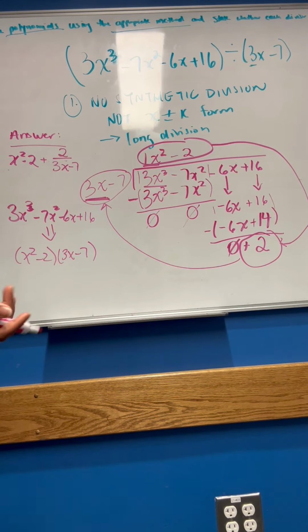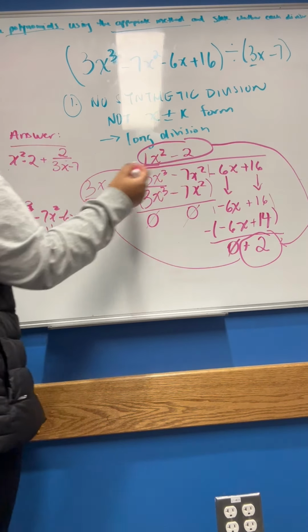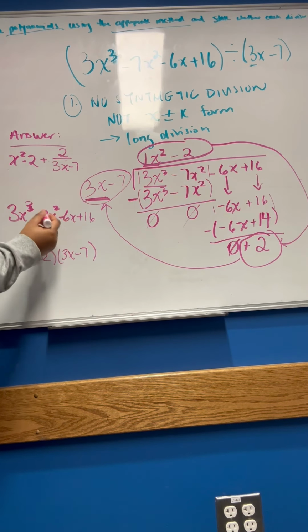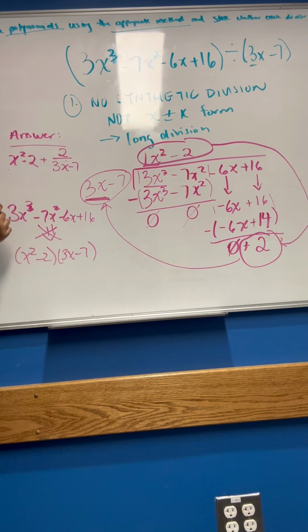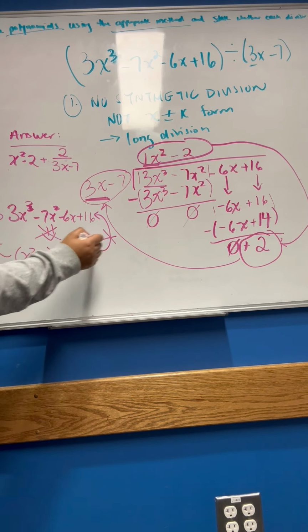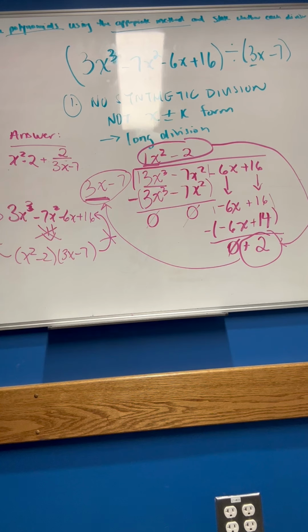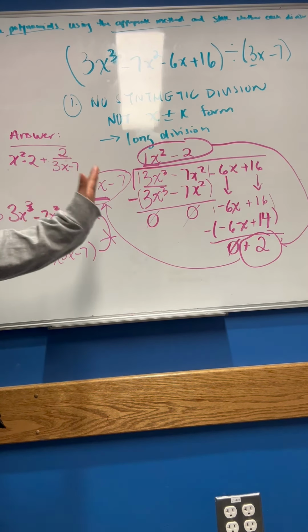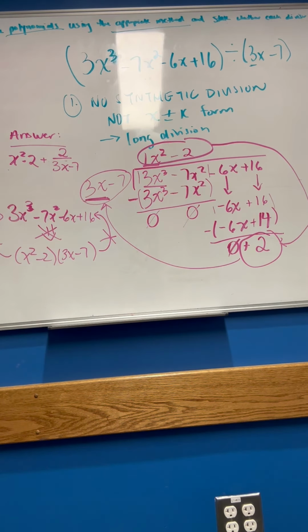But because we ended up with this remainder of 2, and it didn't go into this whole polynomial evenly, this does not equal this. This is not the factor of this, okay? If there was no remainder, then yeah, it would be a factor. But because there's a remainder of plus 2 over 3x minus 7, it's not a factor. So we just answer the second part.